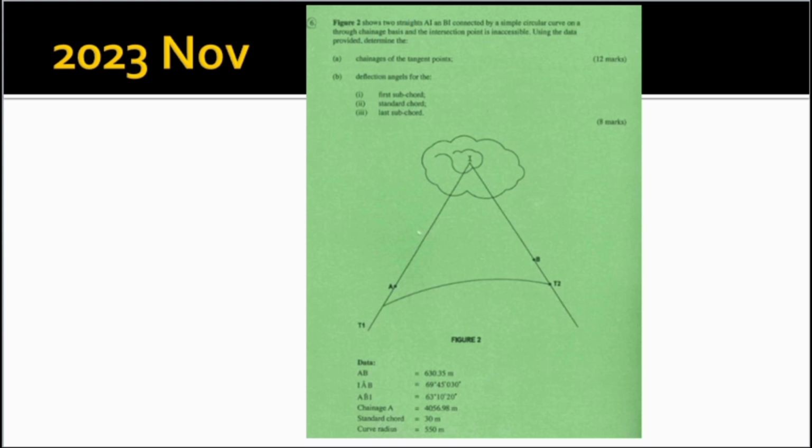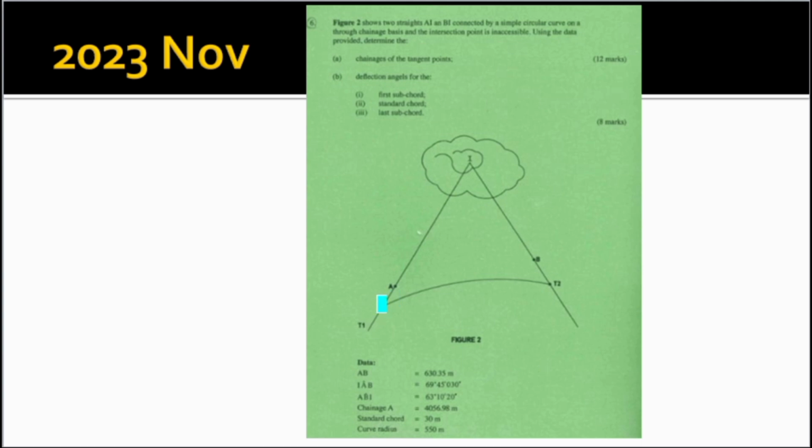So figure 2 shows two streets, AI and BI, connected by a simple circular curve on a chain basis, and the intersection point is inaccessible. Using the data provided, determine the chain of the tangent points, that is T1 and T2. Then the deflection angles for the first subchord, second subchord, and the last subchord. Then from there, here's the figure.